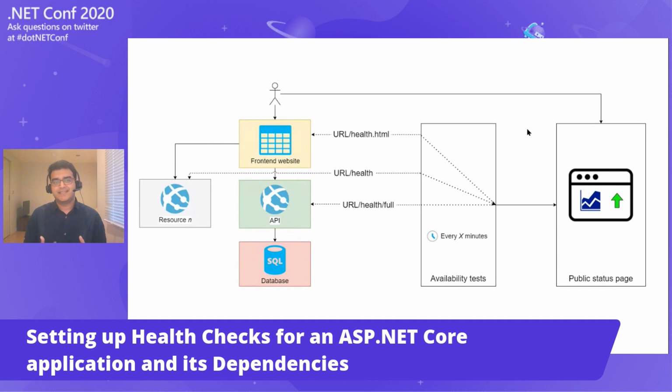All of this availability test data can be pulled into and displayed onto a status page. This status page can then be made public so that your users, your customers, can directly go onto the status page and check for the uptime history and the current uptime status for all your resources.